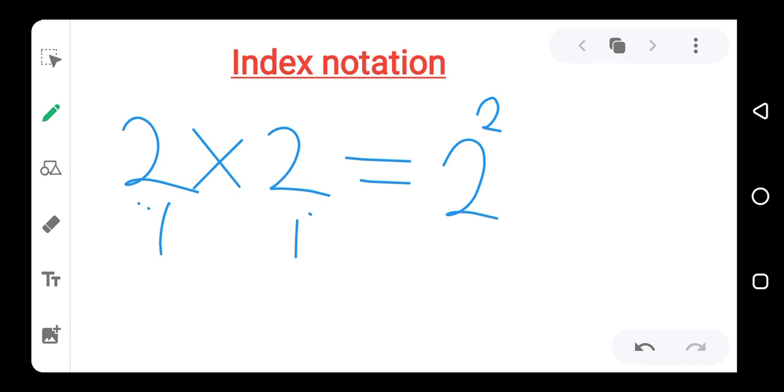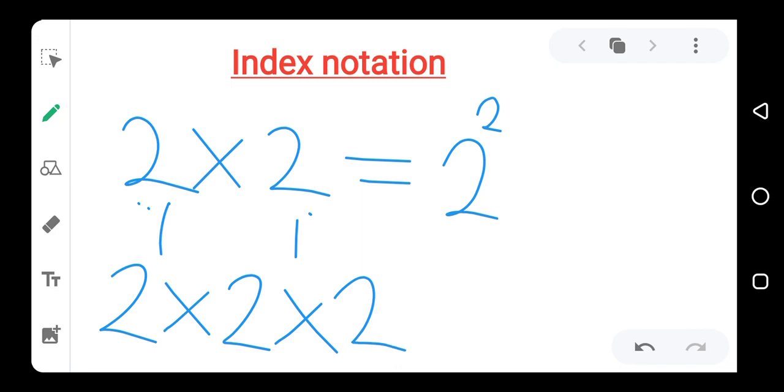Now, if the 2 is coming 3 times, like 2 times 2 times 2, if we want to write the index notation of this, we say that it is 2 raised to power how many times? 1, 2, 3. 2 raised to power 3.